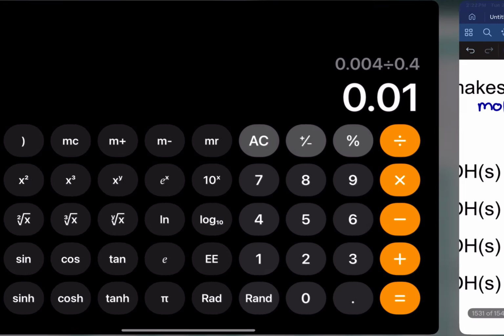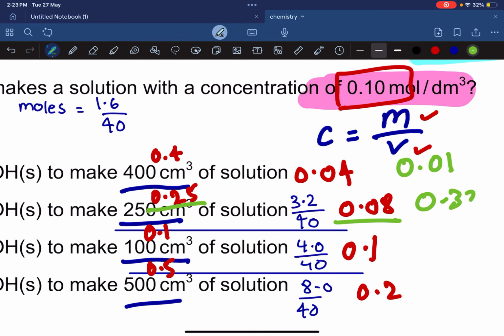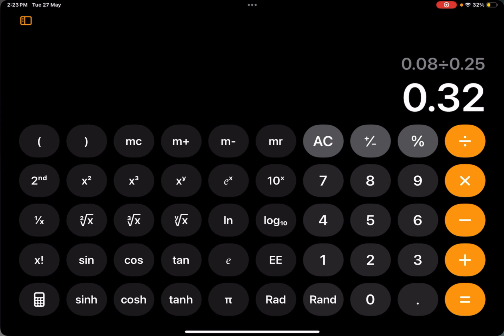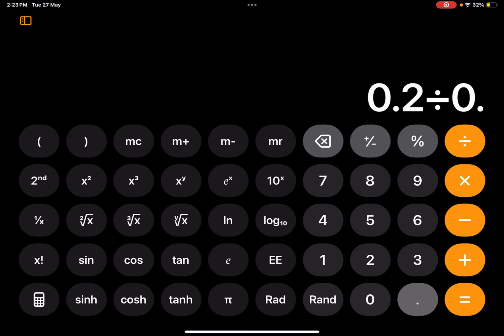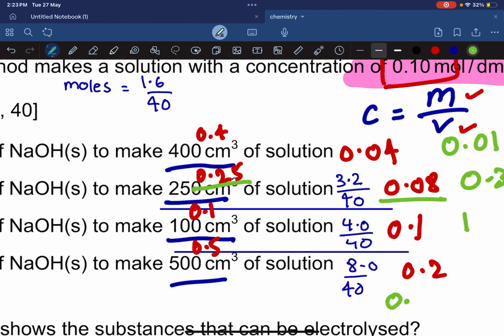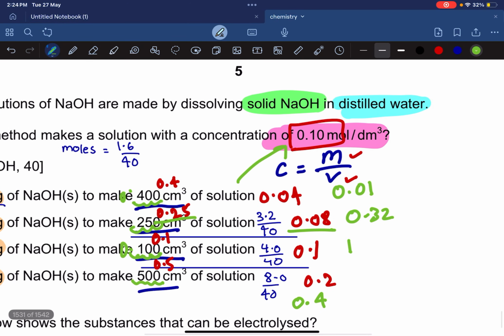0.08 divided by 0.25 gives 0.32, concentration 0.32. Now 0.1 divided by 0.1 is going to give me 1. Now 0.2 divided by 0.5 gives me 0.4 mole per dm cube. Okay, so I just figured it out. This I've written wrong. I just divided 0.04 by 0.4, which gives you 0.1 mole per dm cube.